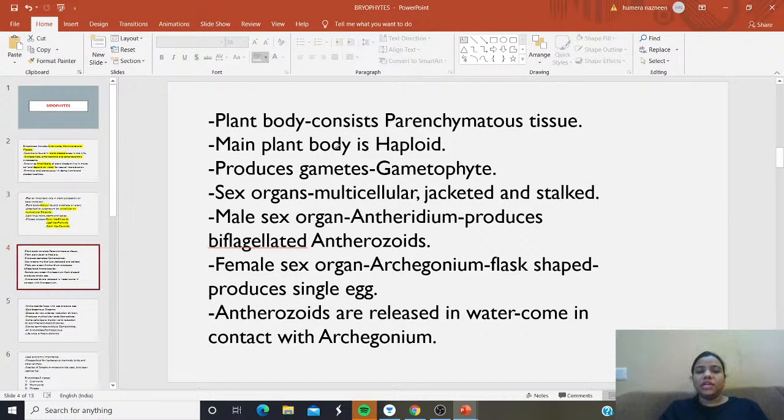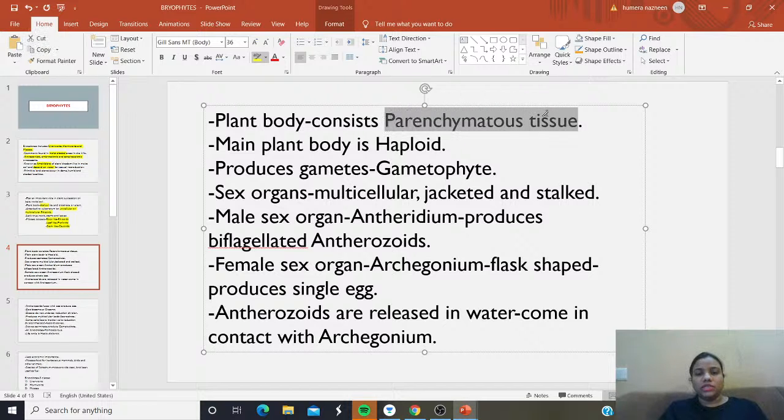What does the plant body consist of? The plant body of a bryophyte consists of parenchymatous tissue. And how is the main plant body? The main plant body is haploid, n number of chromosomes, not 2n. As they produce gametes, they are called gametophytes.